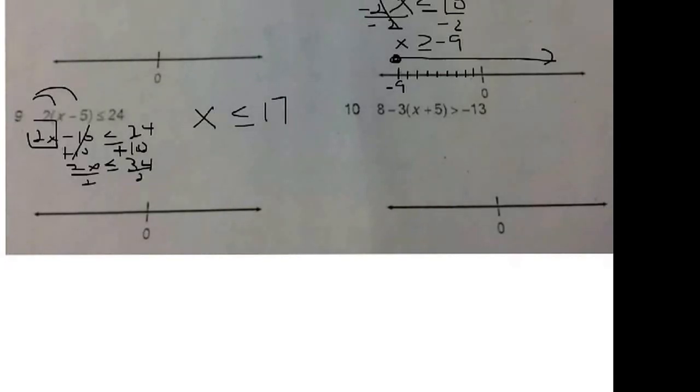Okay, let's count: 1, 2, 3, 4, 5, 6, 7, 8, 9, 10, 11, 12, 13, 14, 15, 16, 17. Oops, I went the wrong way. Again, 1 through 17. So this would be 17. Colored in, pointing back to the right. X is less than or equal to 17. All things on the left are going to be less than.